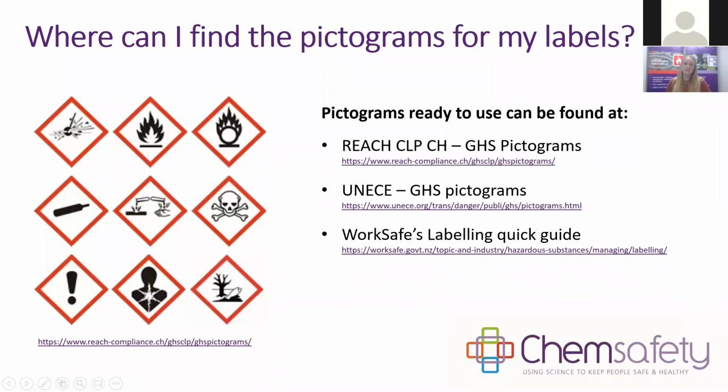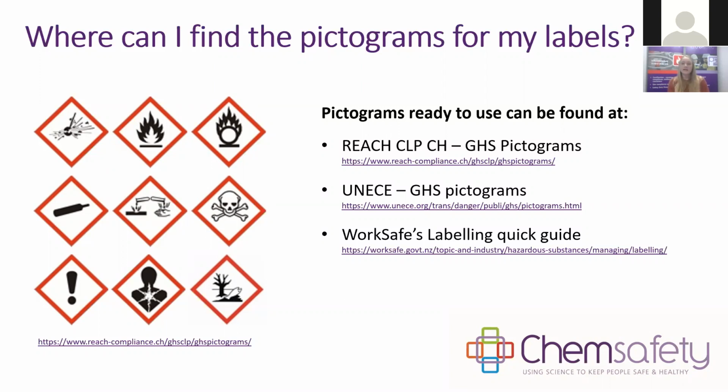Pictograms and hazard information will be present on your safety data sheet and the manufacturer's labels on the product that you already have. But if you are wanting to get pictograms and information to make your own labels, here are some sites that can help you with this. The REACH and UNECE sites have pictograms ready to download in different picture formats and are easily downloadable for use. They're also just of a good quality.